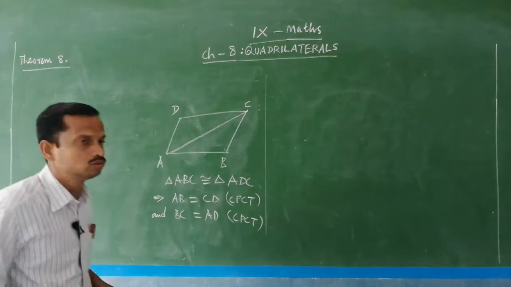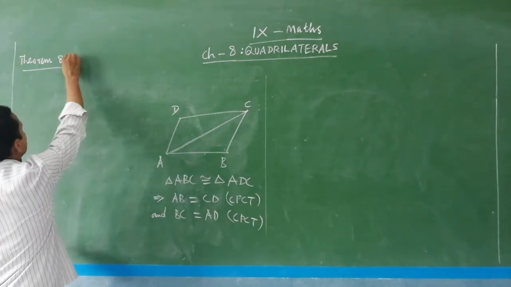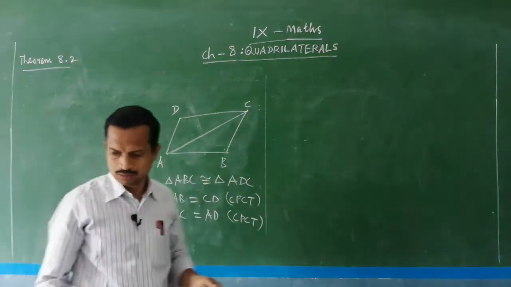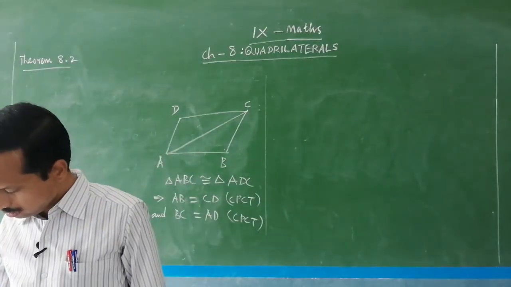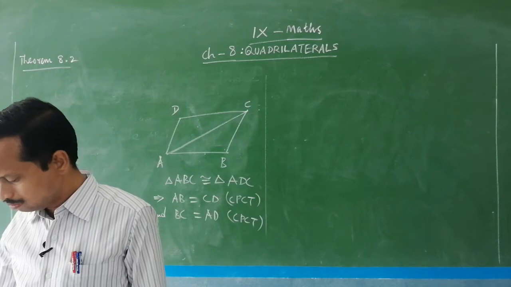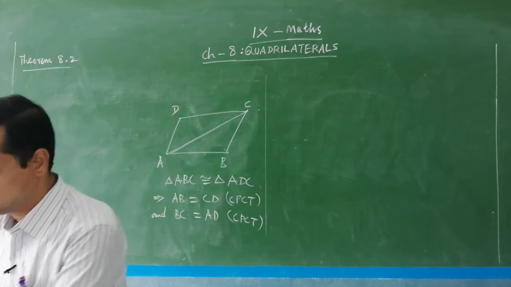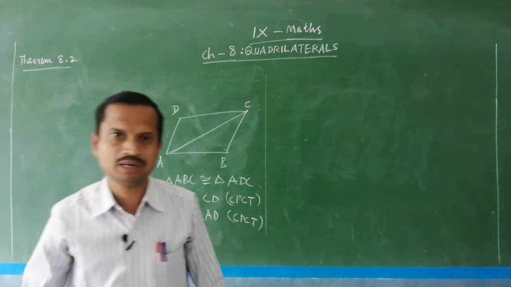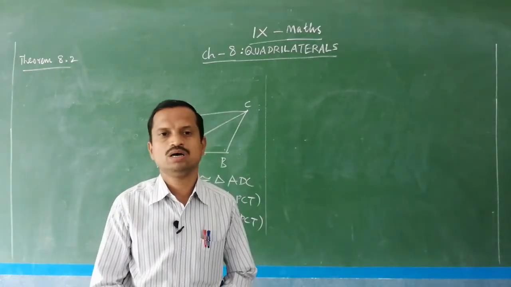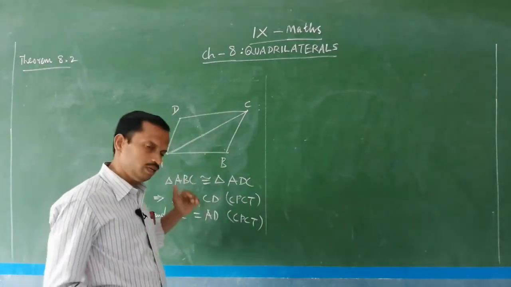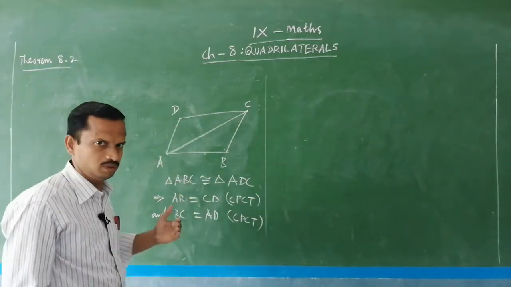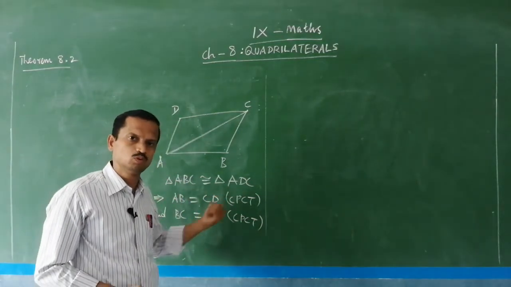And now, coming to theorem 8.2. Okay. So, you see what is given there in 8.2, they are asking to prove that in a parallelogram opposite sides are equal. So, how to say that? First of all, in theorem 8.1, if you continue that, then we can easily prove this also.